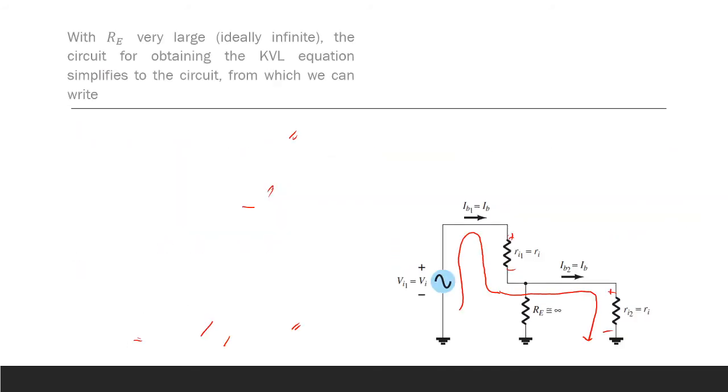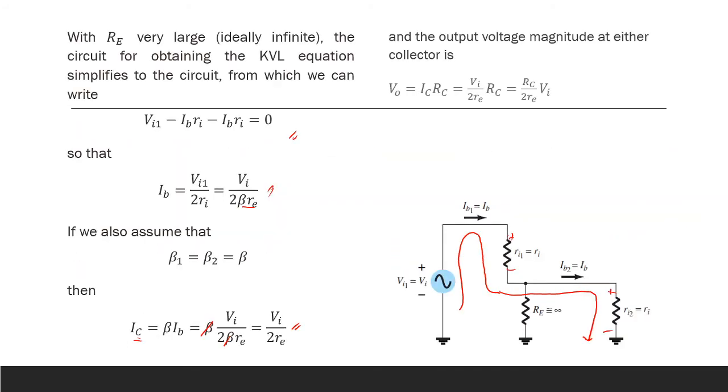Now, in that case, the equation for V out is just equal to IC RC. And we solved for IC earlier, di ba? Our IC is equal to V in over 2RE. Now, if we substitute that, we will have V out is equal to V in over 2RE times RC. Now, meron na tayong equation na may V out at may V in.